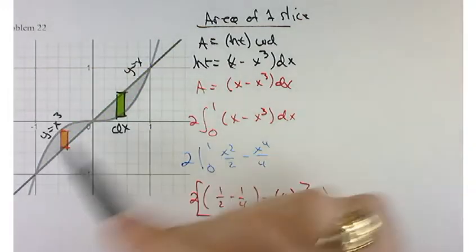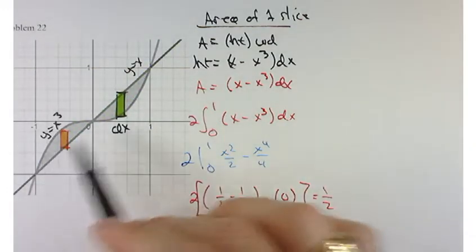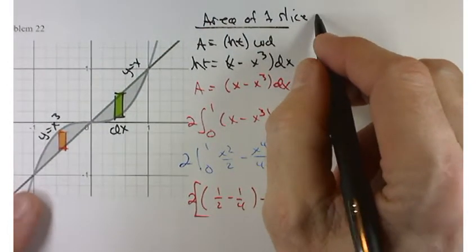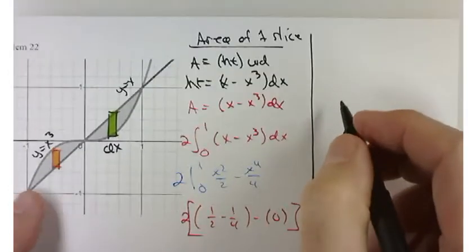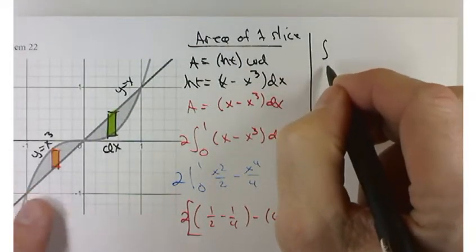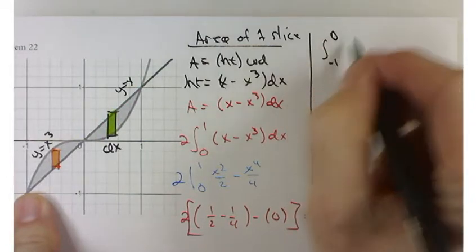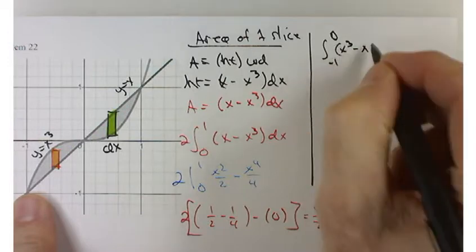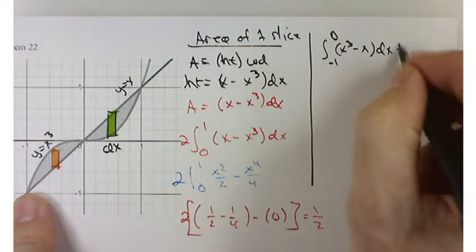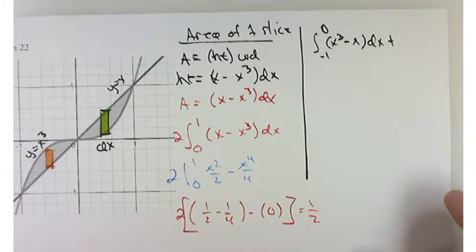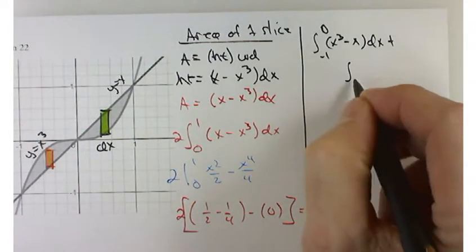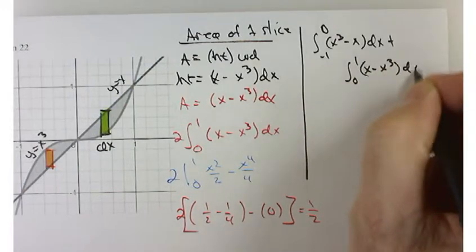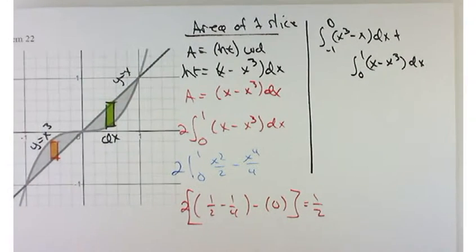Now, if you didn't want to do it as doubling this integral, you could set it up as two separate integrals, and it would look like this. You would integrate from negative 1 to 0 of x cubed minus x dx, and then you would add the integral from 0 to 1 of x minus x cubed dx. And you get the area that way.